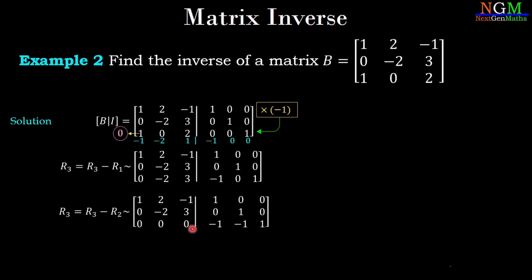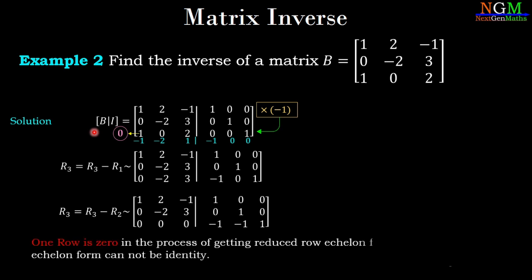Here we have the last row as 0 in B, therefore one of the rows is 0 in the process of getting the reduced row echelon form. So the reduced row echelon form cannot be converted into the identity matrix, and so the inverse of matrix B does not exist.